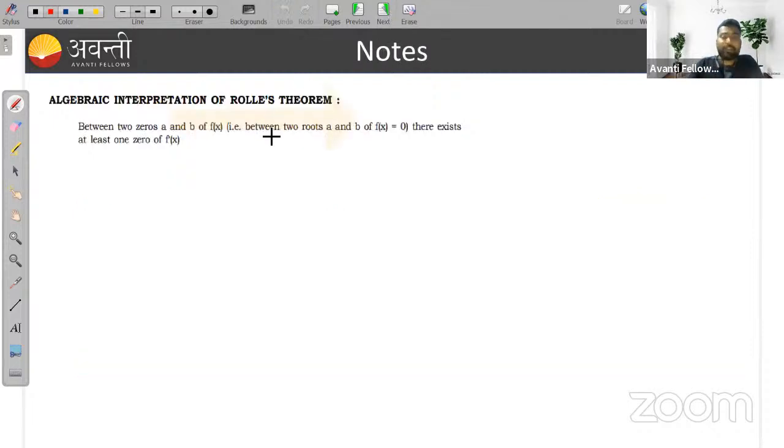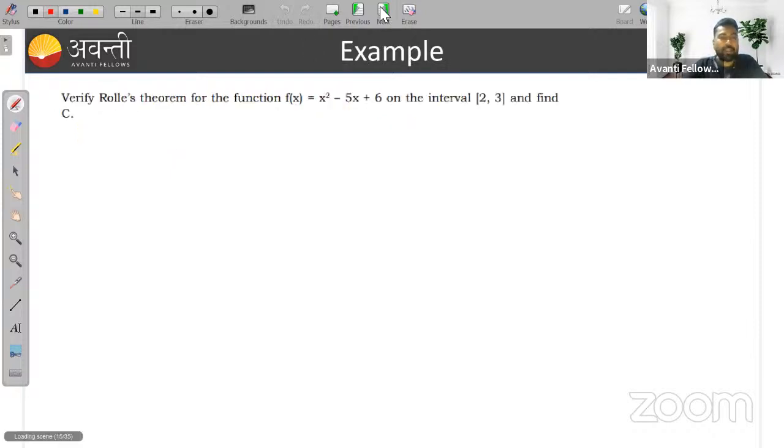Okay, this is the algebraic interpretation of Rolle's theorem. That means between two roots a and b of f of x, there exists at least one zero of f dash of x. It's very simple. Let's move on. Let's verify Rolle's theorem with example one.